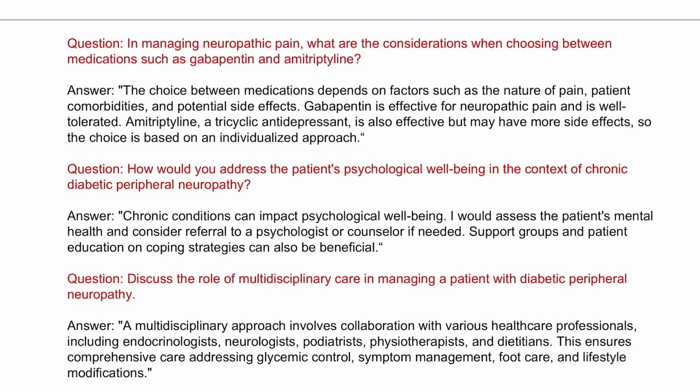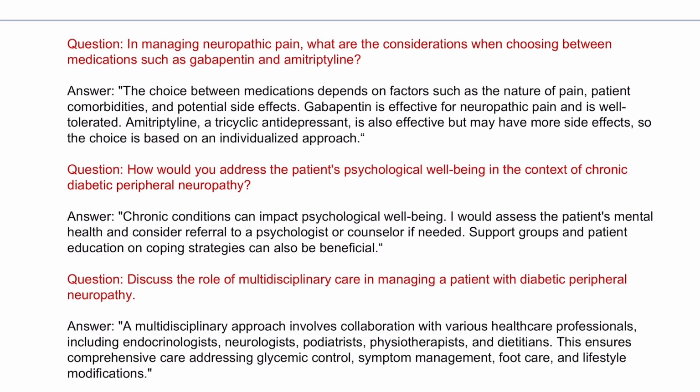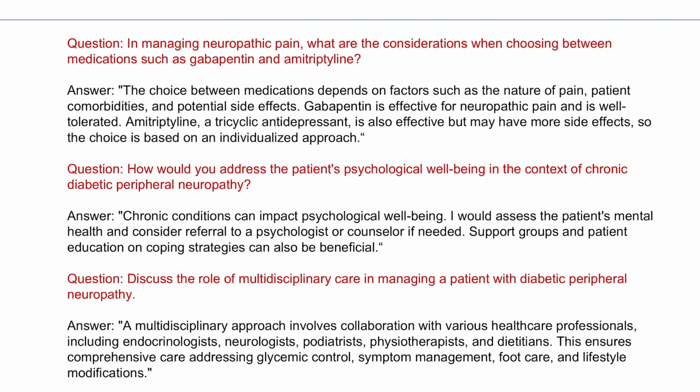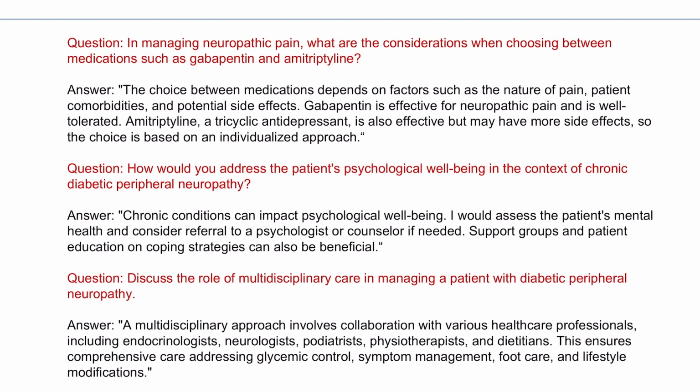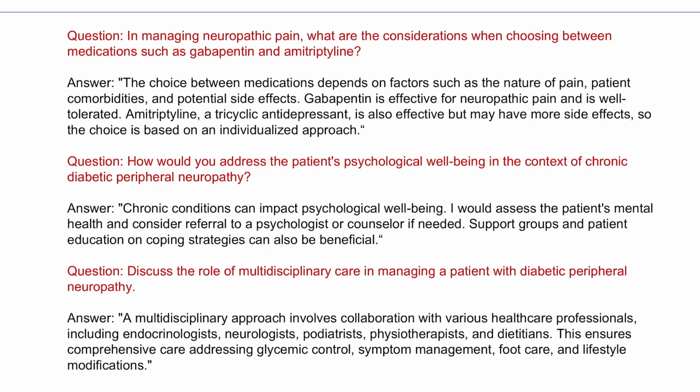How would you address the patient's psychological well-being in the context of chronic diabetic peripheral neuropathy? Chronic conditions can impact psychological well-being. I would assess the patient's mental health and consider referral to a psychologist or counselor if needed. Support groups and patient education on coping strategies can also be beneficial.